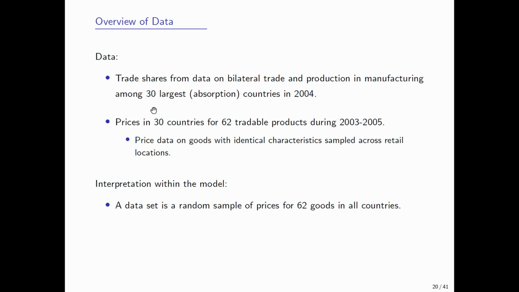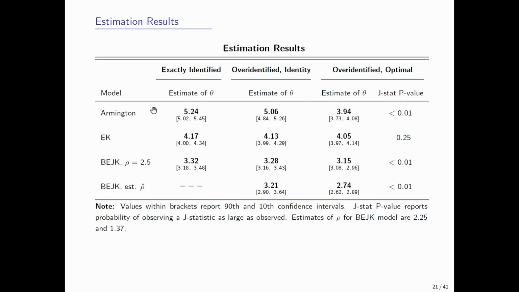We're going to focus on manufacturing only for the 30 largest countries in 2004. And it's going to give us 62 tradable products in 2003 to 2005 sampled from the ICP. Okay? So let's look at the results.